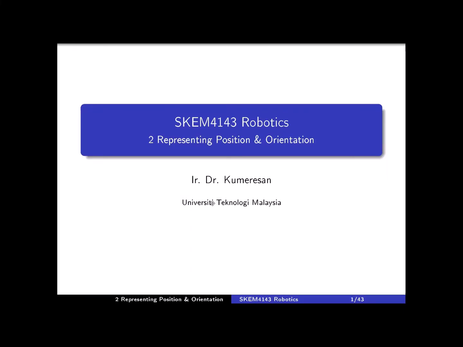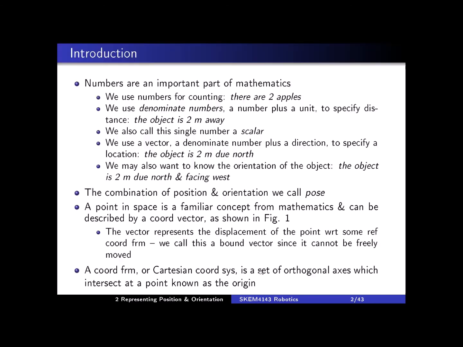This is chapter 2, representing position and orientation. In this chapter, we will look at a way to represent mathematically the position and orientation of an object in two-dimensional and three-dimensional space. Numbers are an important part of mathematics. We use numbers for counting. We use denominate numbers, a number plus a unit, and we call this single number a scalar.